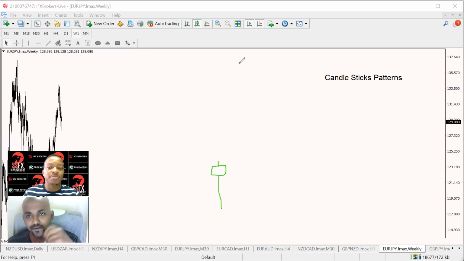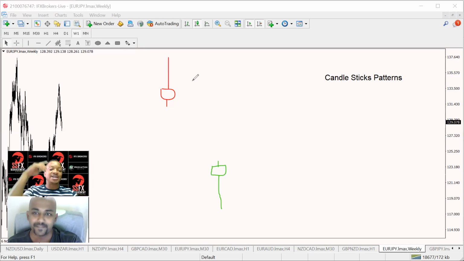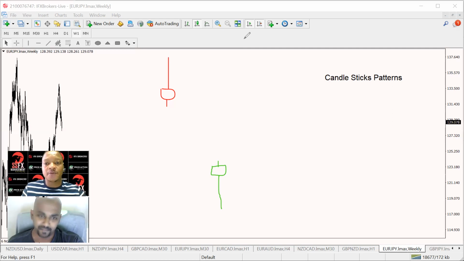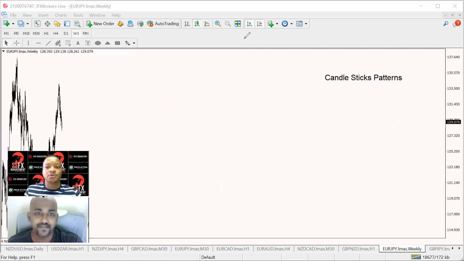If you see a bearish pin bar like this, it means it's rejecting higher prices. Prices have been going up, and then we have this candlestick. Now it's going to change direction. It's rejecting higher prices, so it's going to go down. Most of the time, market makers do this.